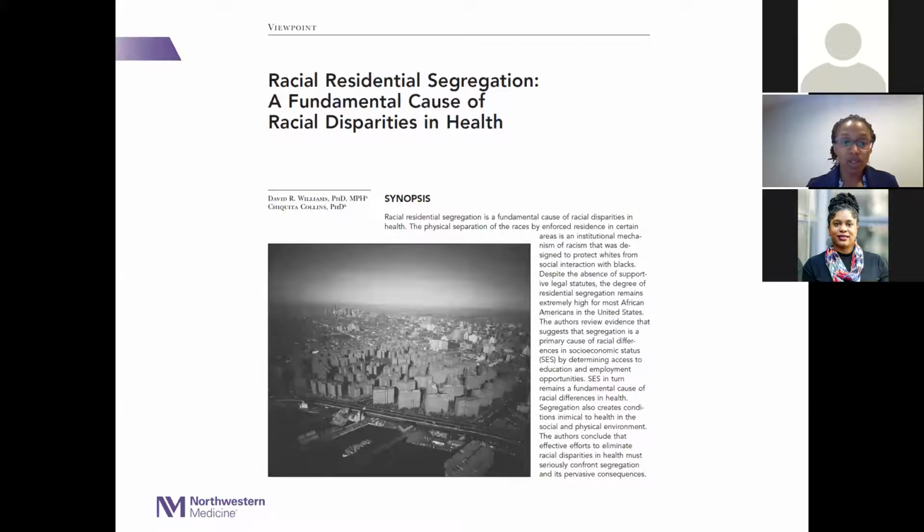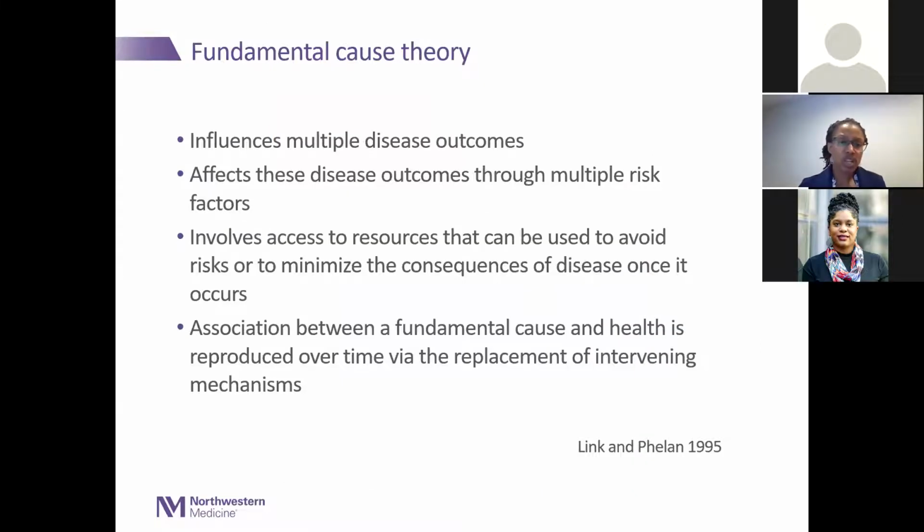And so now I'm going to outline this fundamental cause theory and the argument for why segregation is a fundamental cause. So this is rooted in a theory laid out by Link and Phelan in 1995, where they argued that socioeconomic status was a fundamental cause of health disparities. A fundamental cause is one that influences multiple disease outcomes and affects these disease outcomes through multiple risk factors. It involves access to flexible resources that can be used to avoid risks or to minimize the consequences of disease once it occurs.